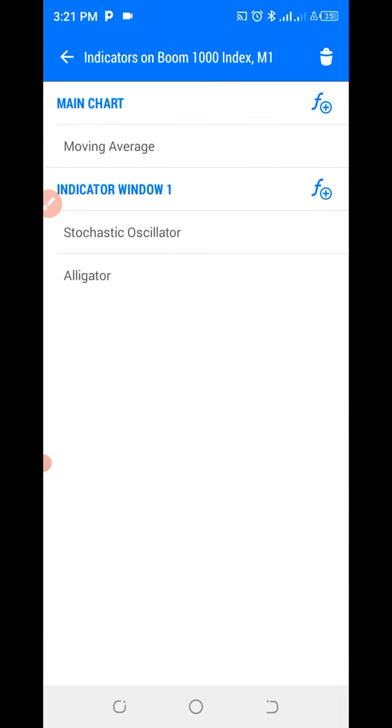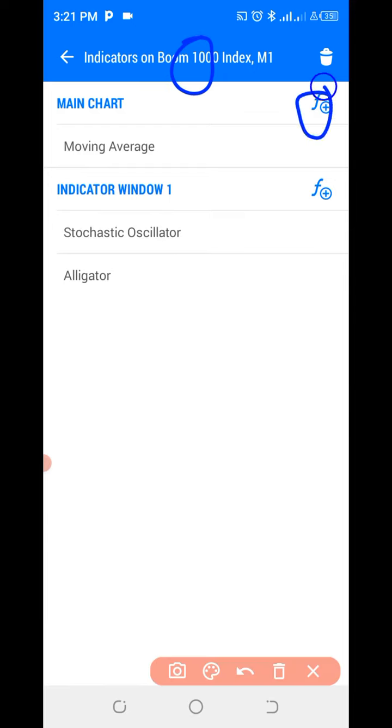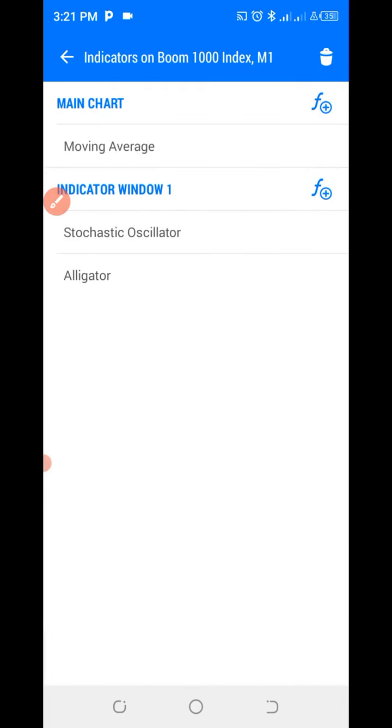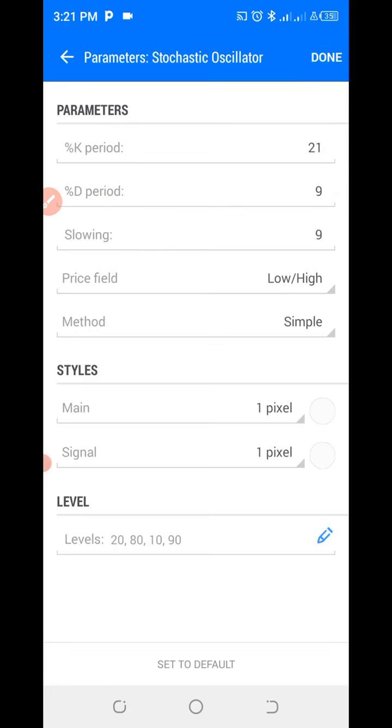So the second indicator we're going to be using, now you click on this F plus here. Right, so once you click on that, the next indicator is going to be our stochastic. So the K period is going to be 21.